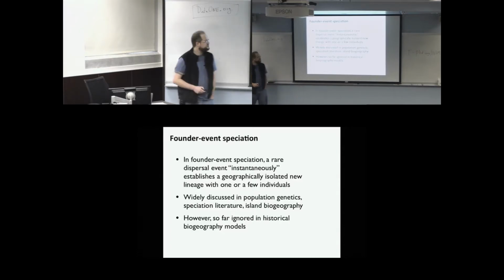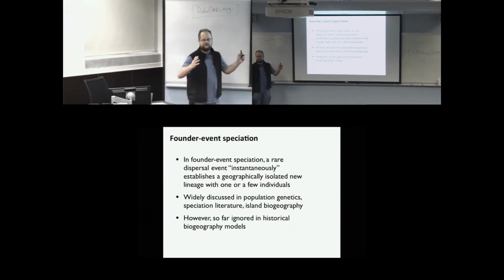Let's just talk about founder event speciation for a moment. This is where a rare dispersal event instantaneously establishes a new lineage. You can imagine a rare colonization event where some plant seed gets out to Hawaii, for example, and that only happens maybe once every million years. And so a new population is started, but it's instantaneously genetically isolated. Whether or not you want to call it a new species right away is kind of a subjective thing, but genetically speaking, it's isolated right away. And my question is, can we see this in our phylogenetic data?